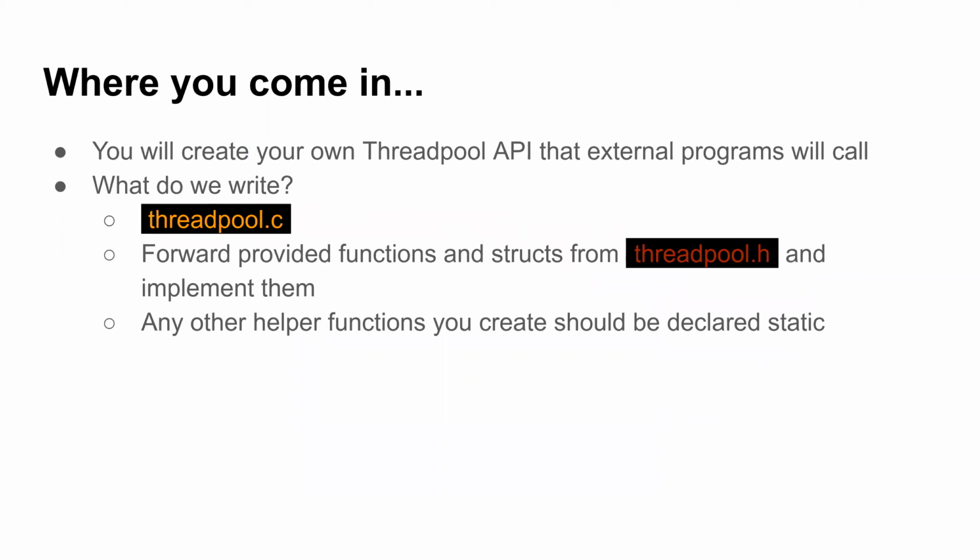So this is where you come in. We give you a header file to start out with, but you're going to want to create your own threadpool API that external programs will call. So you're going to make, as I said, this threadpool.c file. And in the threadpool.h file, you have all the important functions that you need to implement that all the other external programs will call. And any functions that you do create that are helper functions, not global functions, should be declared static in the file.